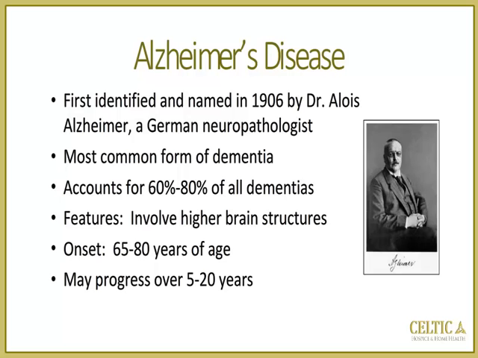Alzheimer's disease was first identified and named in 1906 by Dr. Alois Alzheimer, a German neuropathologist. This is the most common form of dementia and accounts for 60 to 80% of all dementias. The brain of a person with Alzheimer's disease becomes clogged with two abnormal structures called neurofibrillary tangles and senile plaques.